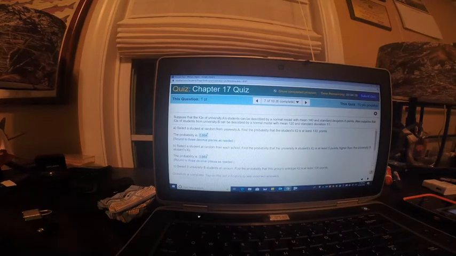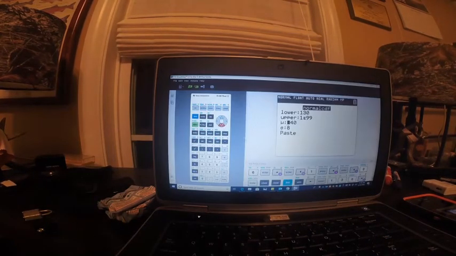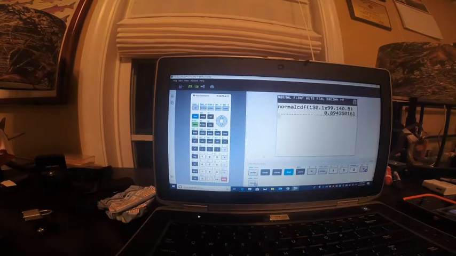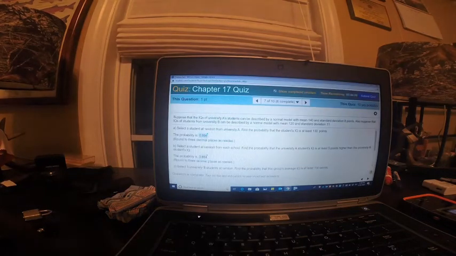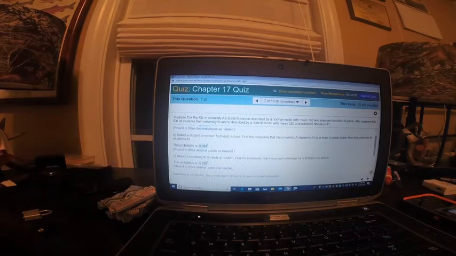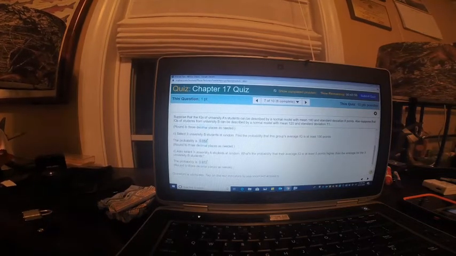So 140 and 8. If I hit paste and calculate it, I should get 0.894. If I look at this, that's the correct answer, 0.894. Like I said, there's another method that you can use that we don't learn in this class to solve B and D. You should have also been able to solve C.